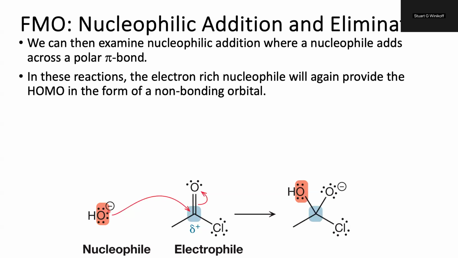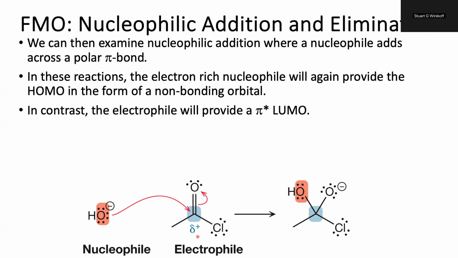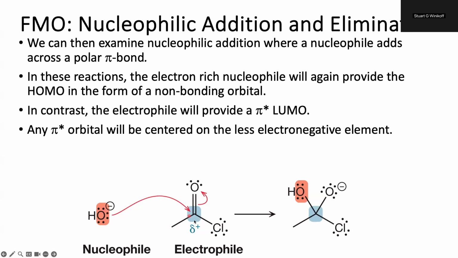But again, we've now changed our LUMO, the lowest unoccupied molecular orbital on our electrophile once again. This time, that LUMO is going to be that pi anti-bonding orbital that's located on that polar double bond. Now, that means that when I'm looking at the interactions in between this nucleophile and electrophile, I have to look at this overlap in between this non-bonding orbital and this anti-bonding orbital.